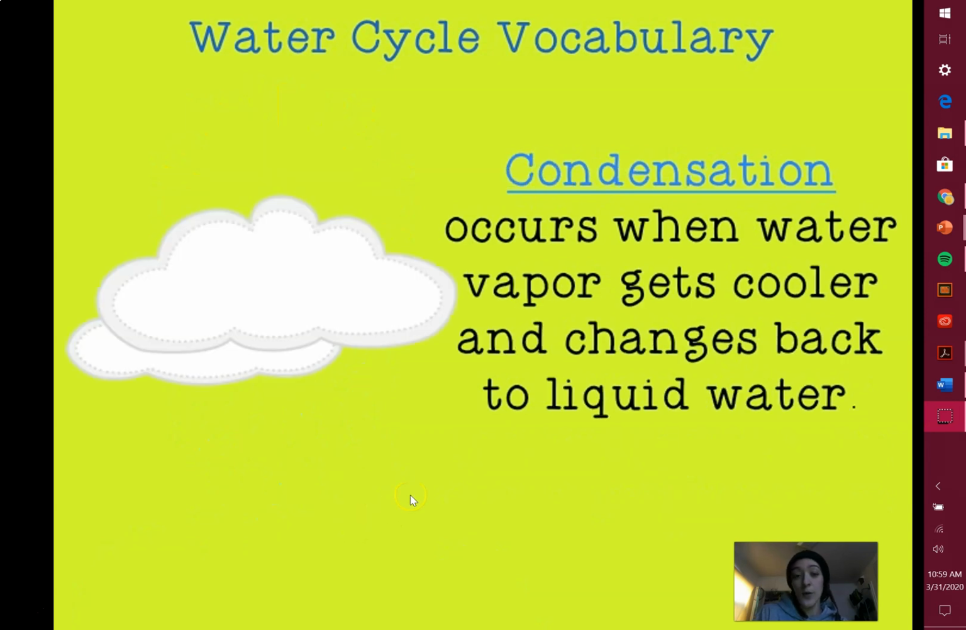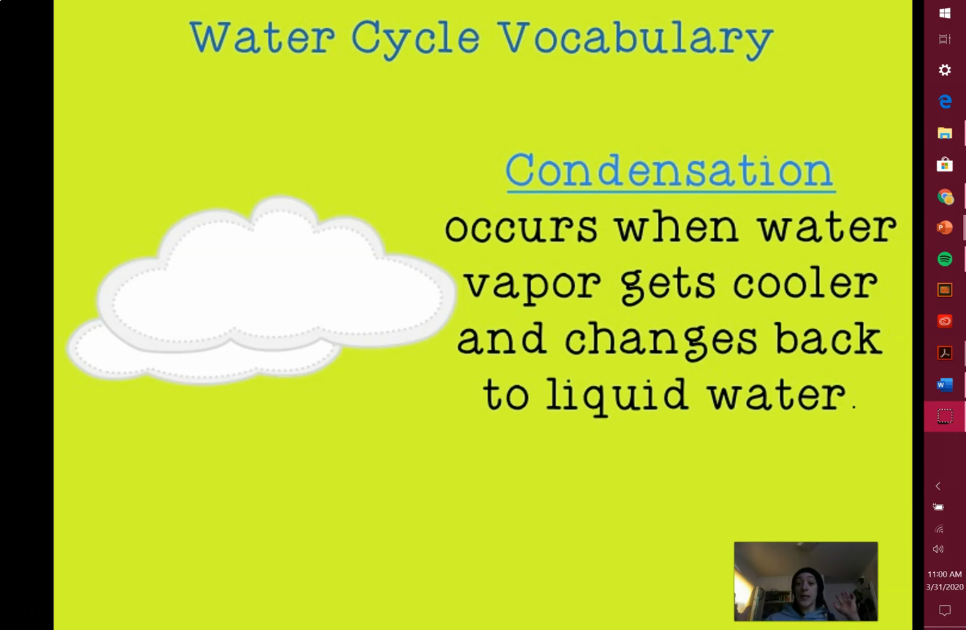Okay. The next stage of the water cycle is condensation, and you guys are familiar with a lot of these words that we talked about when we were learning about states of matter. So they shouldn't be brand new, but we'll just review them today. So condensation occurs when water vapor gets cooler and changes back to liquid water. So the reason there's clouds there, and you guys might remember from our science class, is that condensation forms clouds. Condensation forms clouds. Say it with me. Ready? Condensation forms clouds. That's right.